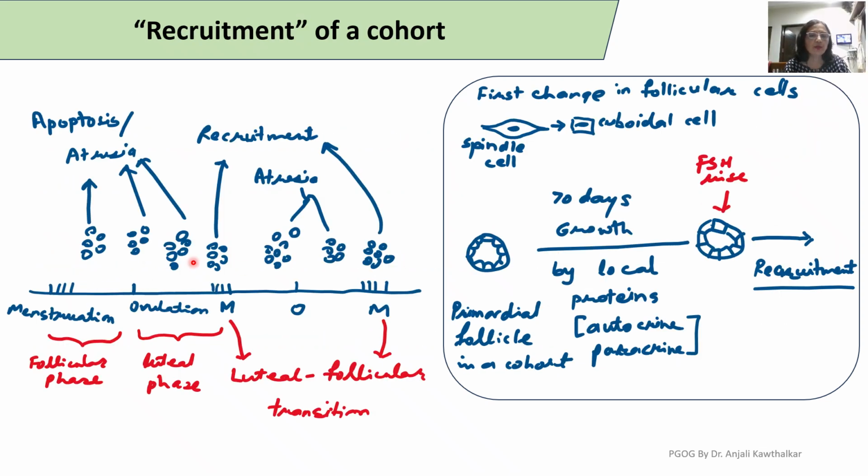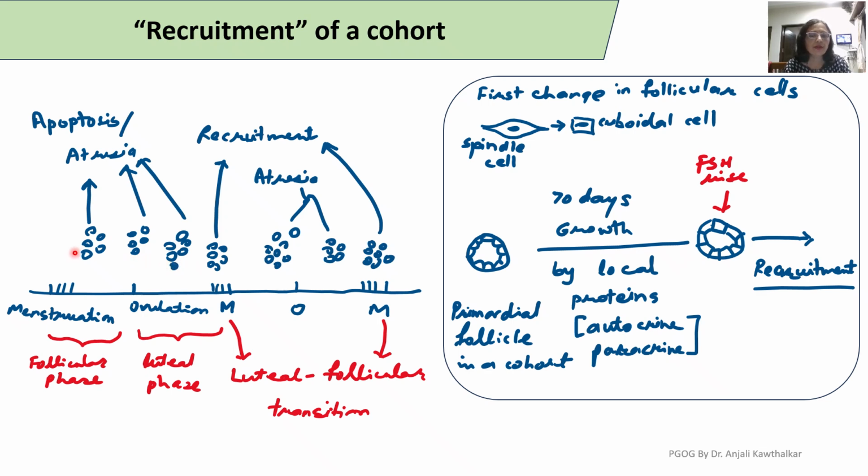So this is to make it further simpler for you. This is the menstrual cycle. Menstruation has taken place. This is the time of ovulation. Again, menstruation, ovulation, and menstruation. Now there are cohorts which are going for growth every few days. Almost every few days, the cohorts do start developing.